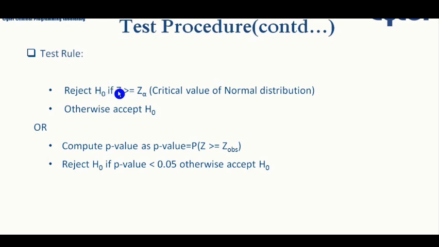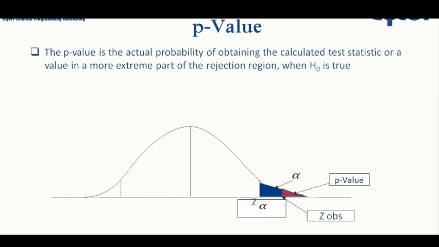So reject H0 if your calculated value of Z, that is Z observed, is greater than or equal to the critical value given by the normal distribution. So this rule is the same as this rule: reject H0 if the p-value is less than 0.05. So the situation that your observed test statistic is greater than or equal to the critical value is identical with the p-value being less than 0.05. So remember this, what I have told you now, and now look at this picture.